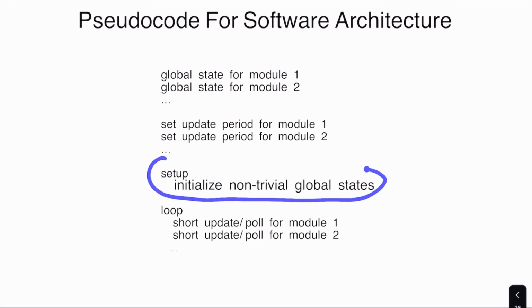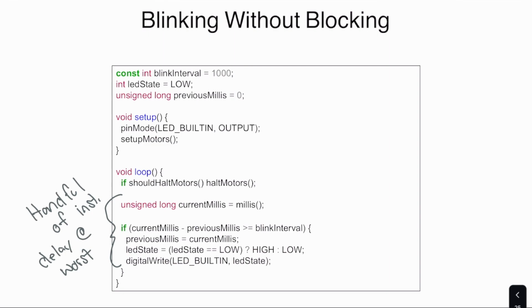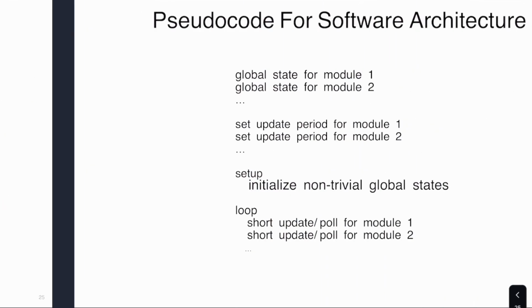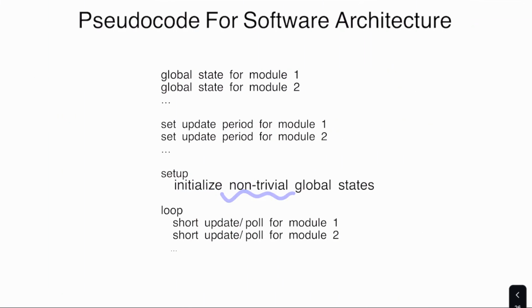Inside setup, we initialize non-trivial global states. So setting something like blink interval to 1000, we can just initialize in the global scope. But setting a pin mode is going to require several instructions to run, and it's not just setting data in memory. So that's what I mean by non-trivial: anytime code needs to run. And then inside your loop, you're going to have these really short updates or polling for your different modules.